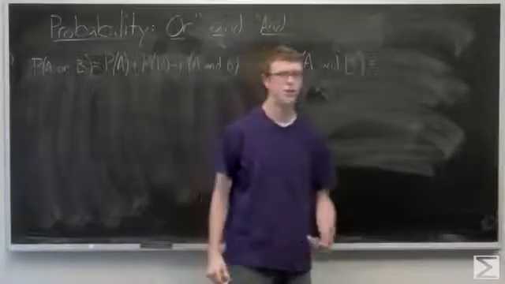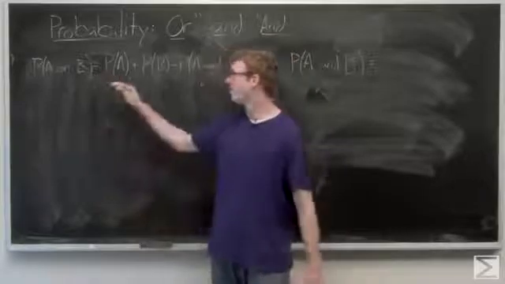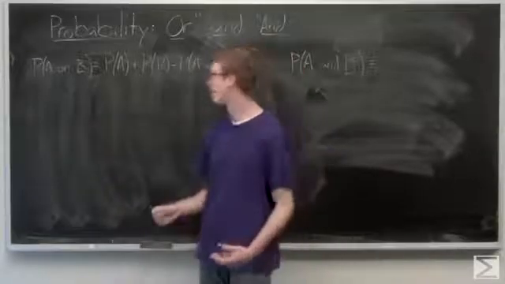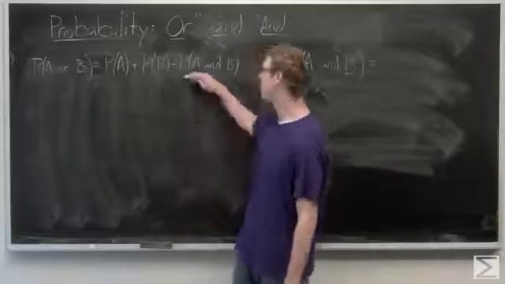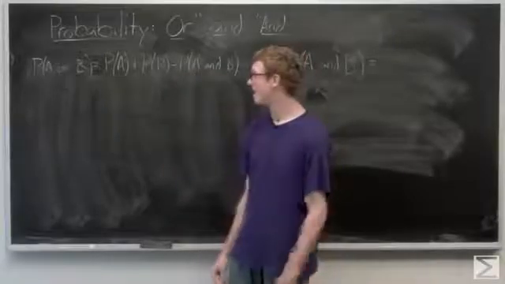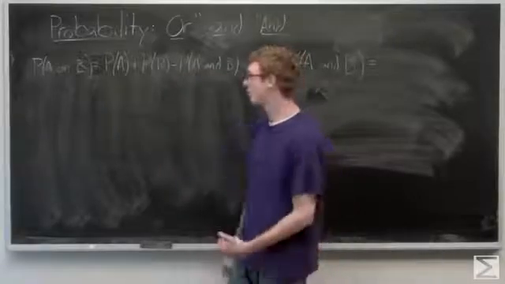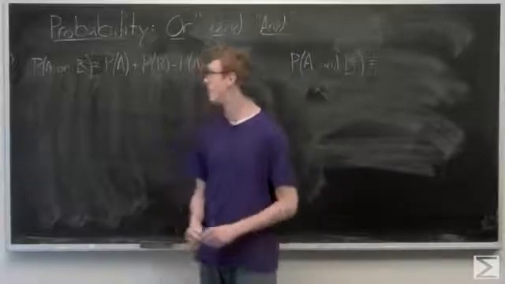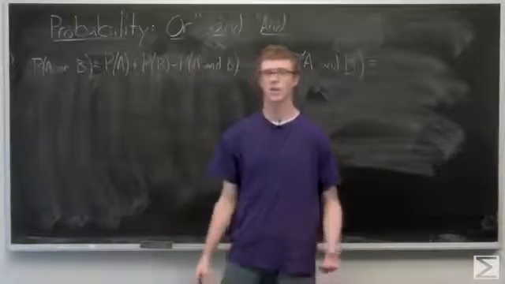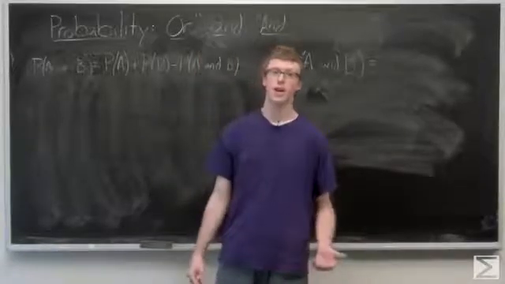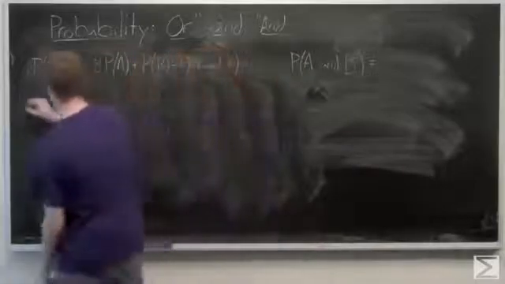Now, there's a special case for this. When A and B are mutually exclusive, meaning that they can't occur at the same time, we know that the probability of A and B is going to be 0. So for mutually exclusive events, I'm going to abbreviate that ME. Probability of A or B is just probability of A plus the probability of B.